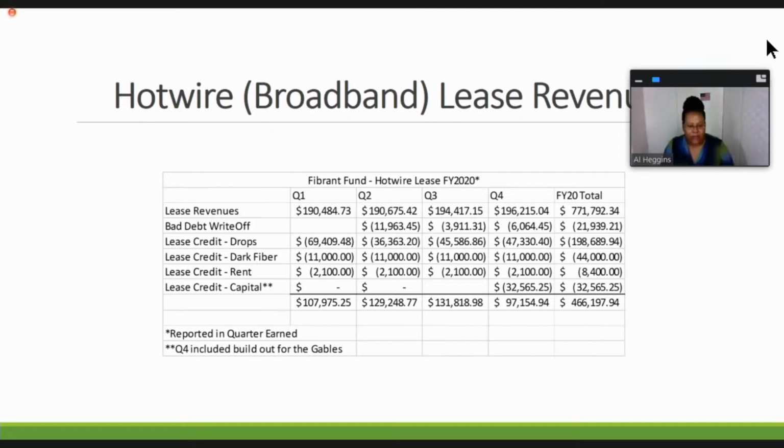All right. I have one other question, Shannon. When I look at the lease credit capital line, I don't start seeing anything until we get to Q4. Why is that? Can you talk a little bit about that, please? So there were no capital credits that they requested in Q1, Q2, and Q3. Oh, okay. But they're requesting a capital credit for Q4. Yes, for the build out of the gables.